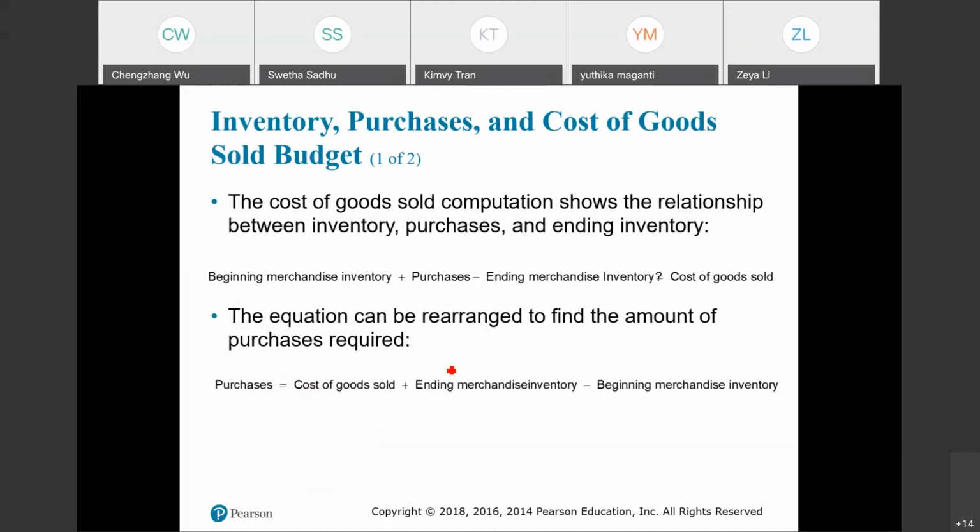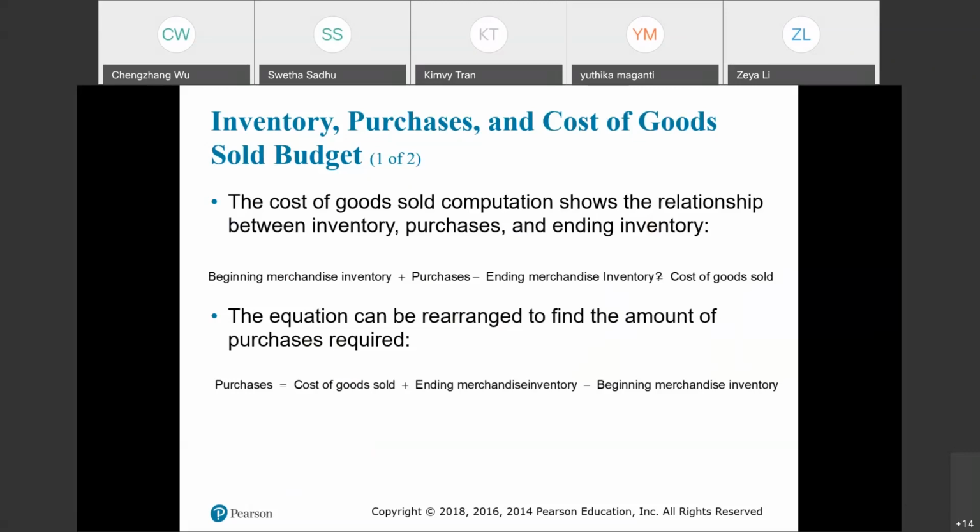Okay, after the sales budget, we next need to prepare the inventory purchases and the cost of goods sold budget. This budget determines cost of goods sold for the budgeted income statement, ending merchandising inventory for the budgeted balance sheet, and merchandising inventory purchases in the cash budget. Beginning merchandise inventory is known from the last month's balance sheet.